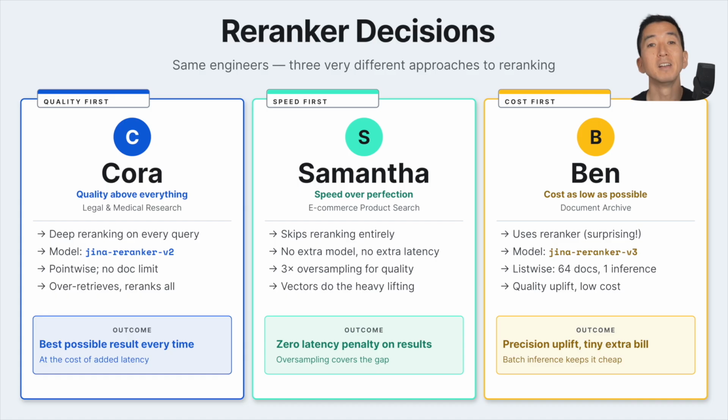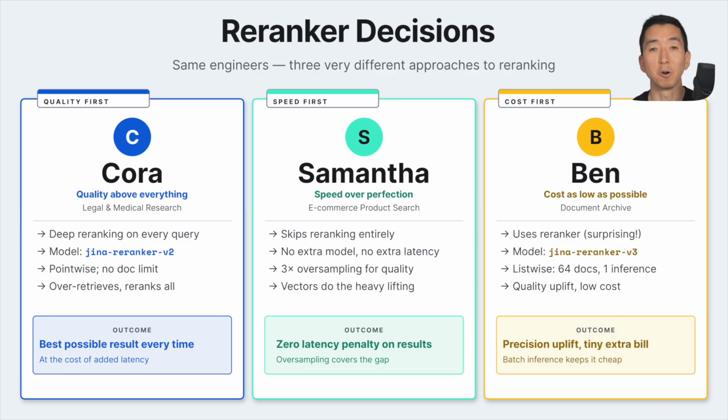On the other hand, Samantha skips reranking entirely. Again, she prioritizes speed here and doesn't want to pay for the extra latency. The 3 times oversampling on BBQ HNSW is effectively her quality recovery, just using the original vectors rather than a separate model. Now, what about Ben?